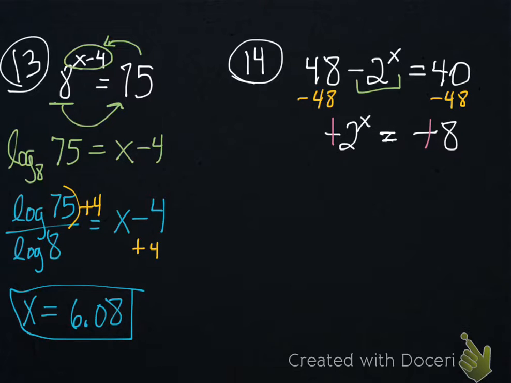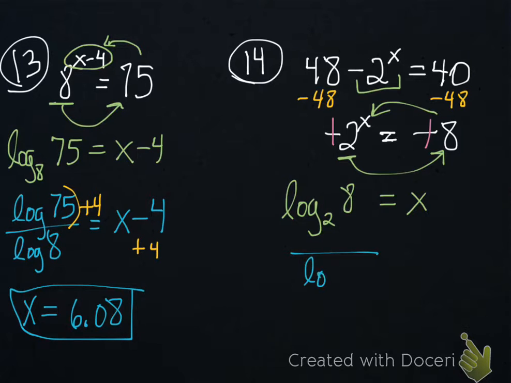Now we can turn it into a log. What's the base? The base is 2. So I have log base 2 of 8 equals x. You may remember that one from mental math, but if you don't, it's okay. You can always use change base. So the base goes to the bottom. So the log 2 is on the bottom, log 8 is on the top. Make sure we close the parenthesis. So x equals 3.